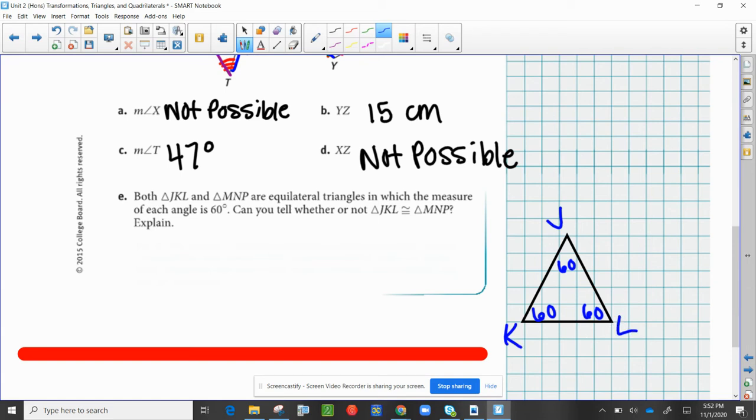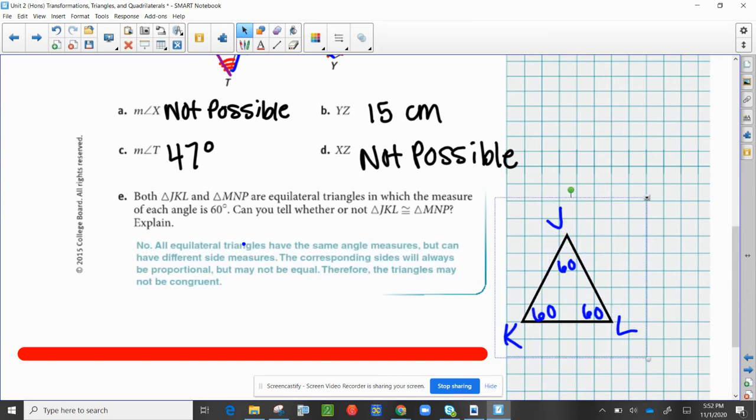And they're both equilateral triangles. Does that prove that MNP is congruent to JKL? Well, actually, the answer to this is no. So I'm going to prove it here in a second. So the answer is no.